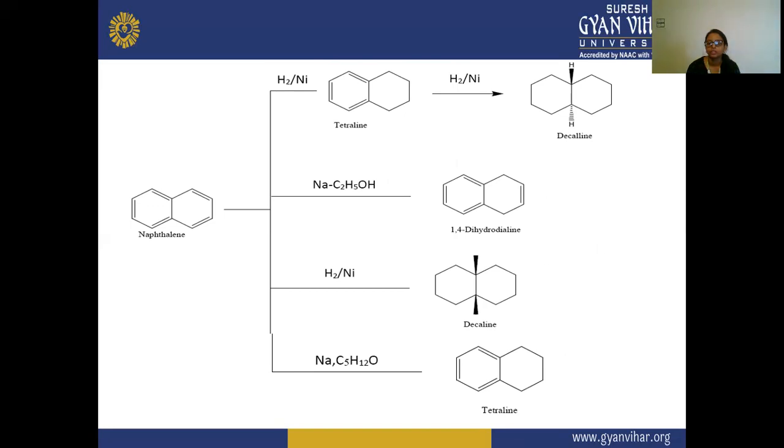After that, naphthalene is treated with sodium and ethanol, then there is a formation of 1,4-dihydronaphthalene, and when naphthalene is treated with hydrogenation, there is a formation of decalin. It also reacts with sodium and an ester, and there is a formation of tetralin.